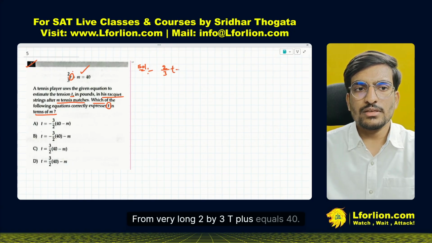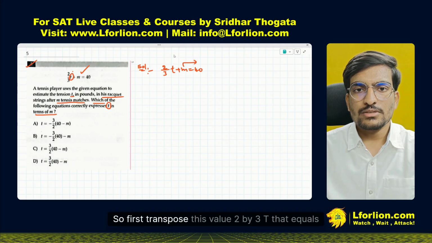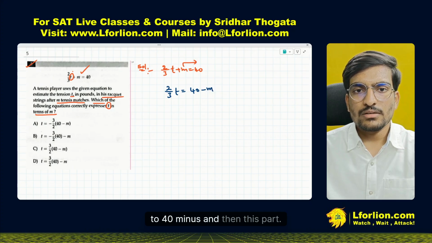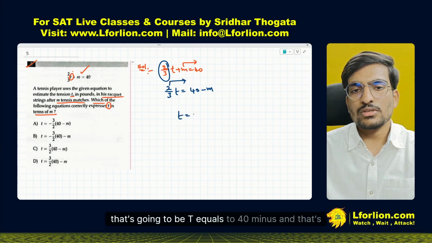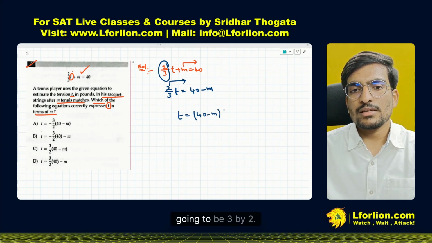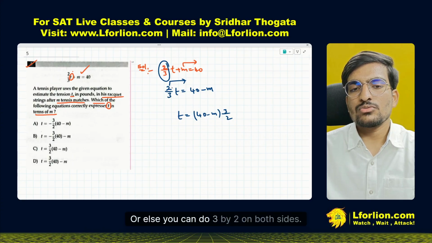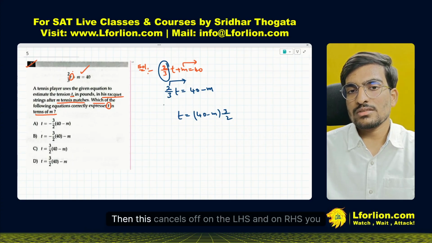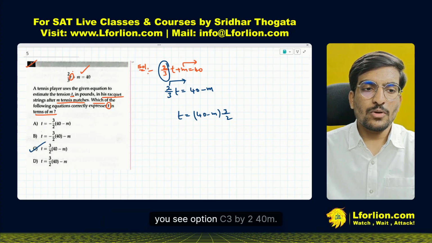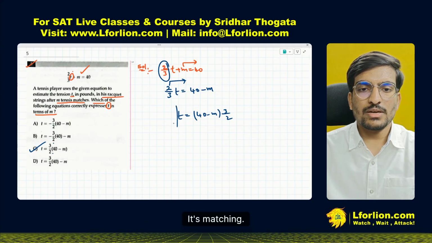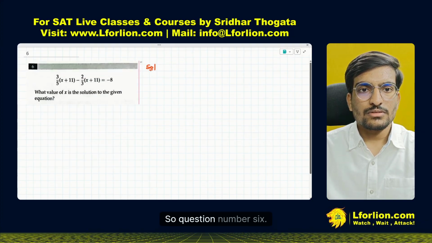2 by 3 t plus something equals 40. So first transpose this value, 2 by 3 t, that equals 40 minus the other part. So what do you do? 3 by 2 t on both sides. If you transpose this, t equals 40 minus the other part, times 3 by 2. Or else you can multiply 3 by 2 on both sides, then this cancels off on the LHS, and on the RHS you get 3 by 2 like this. So that's what you need. So you just check it. You see option C, 3 by 2, 40 minus m, it's matching. Option C is correct.